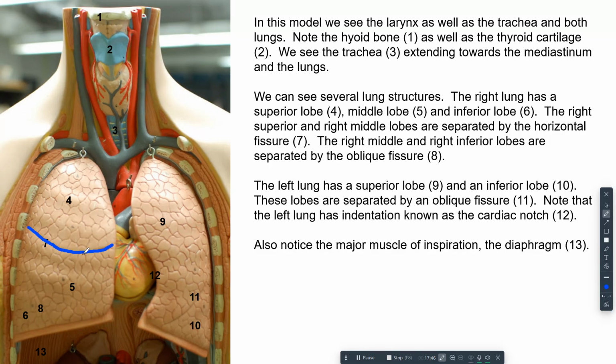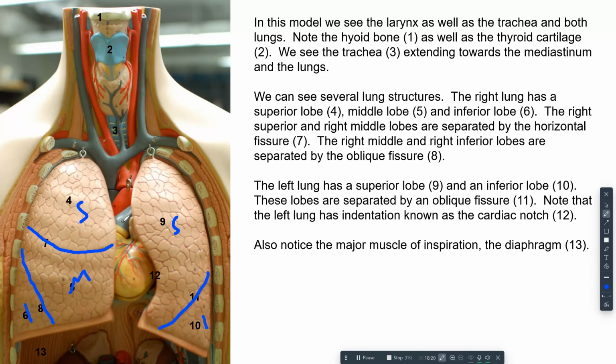That is called the horizontal fissure because it's more horizontal than the other ones. This guy, which is less horizontal, more at an angle, is called the oblique fissure because of its angular nature, and it separates my middle and my inferior lobes of my right lung. There's my superior lobe of my right lung up there. On the left-hand side, we just have a superior and an inferior lobe with a single oblique fissure between them.